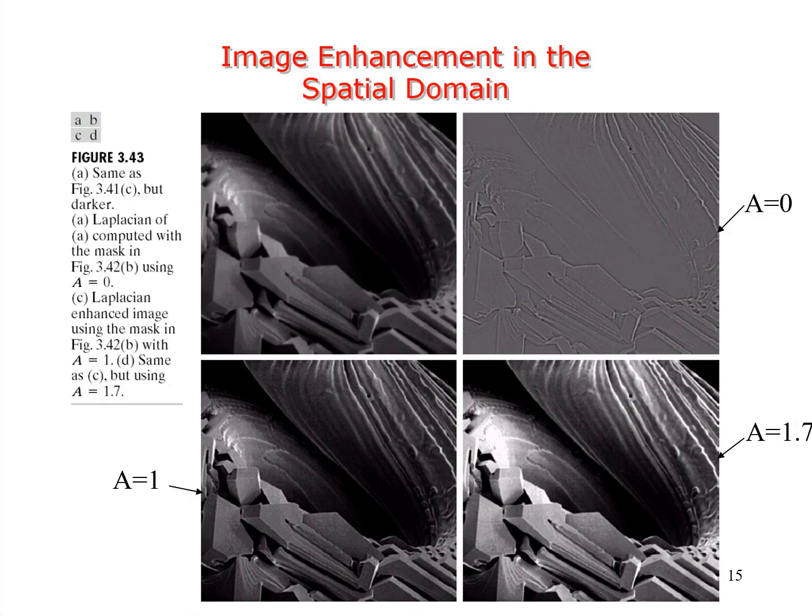Here, for different values of A, the images are shown. This is the original image. For A equal to 0, you will get this, then A equal to 1 and A equal to 1.7.